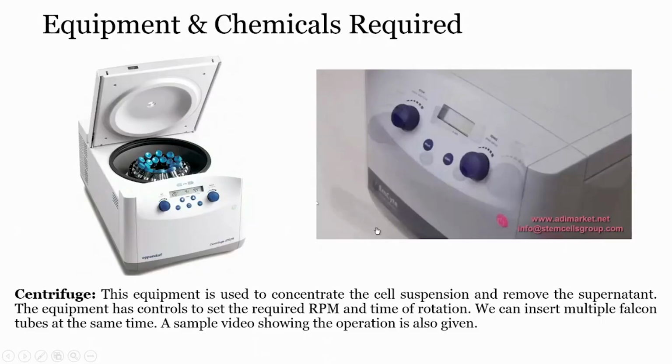Centrifuge. What is this equipment? Centrifuge is the equipment used to concentrate the cell suspensions and remove the supernatant. The equipment has controls to set the required RPM and time of rotation. We can insert multiple Falcon tubes. You can see here there are Falcon tubes inserted at the same time, and a sample video of how it is operated is shown.